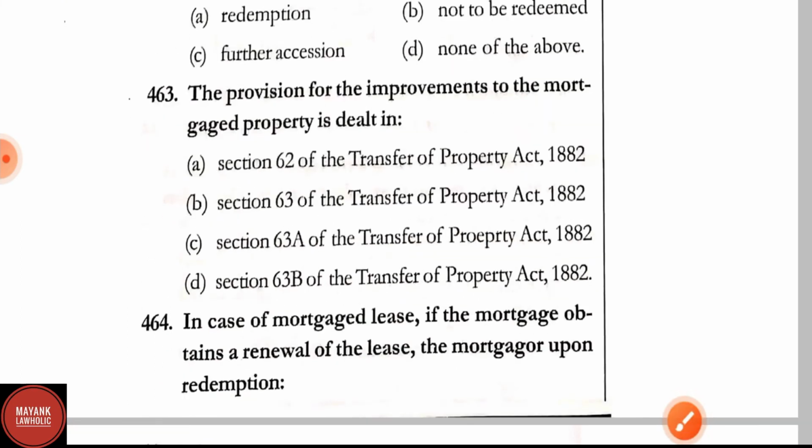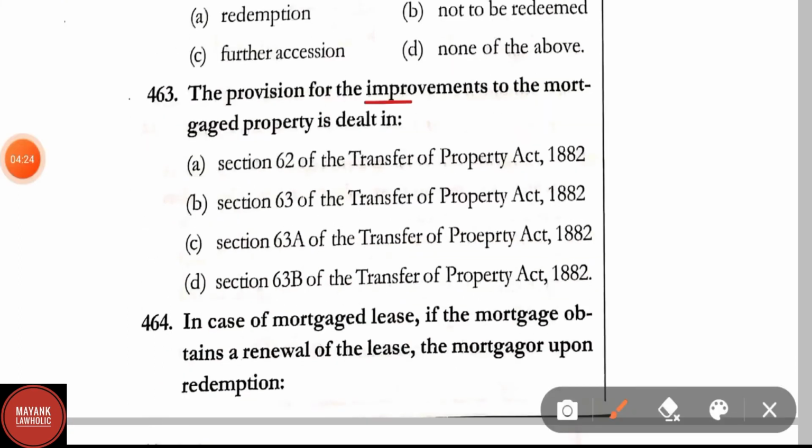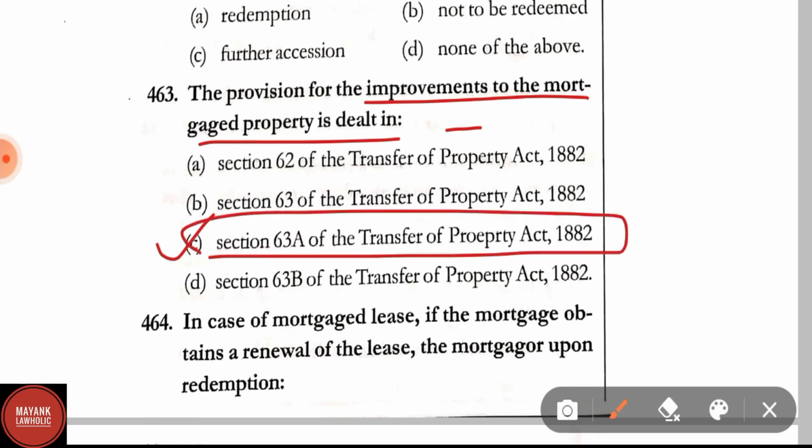Question number 463. The provisions for the improvements to the mortgaged property are dealt with in Section 62 of TPA, Section 63 of TPA, Section 63A of TPA, Section 63B of TPA. Correct answer is option C, that is Section 63 of the Transfer of Property Act 1882.